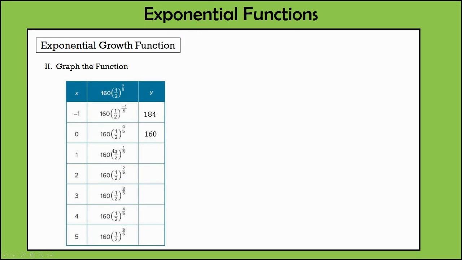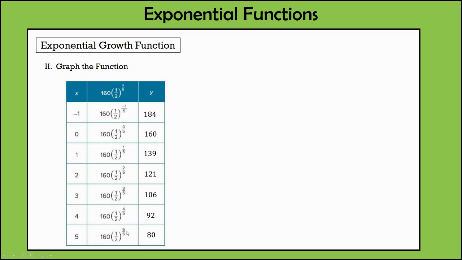Now for 1, that's 1/2 to the 1/5. So we'll carefully generate that in our calculator. Multiply by 160, we're at 139. At 2 hours, that's 2/5 of the time it takes to cut it in half. We'll be at 121. At 3 hours, we'll be at 106. At 4 hours, we'll have 92 milligrams of caffeine in our system.